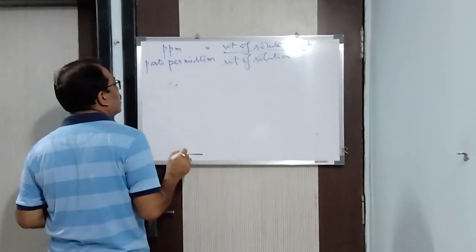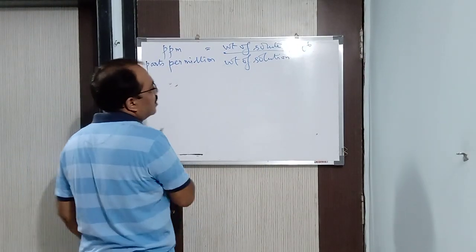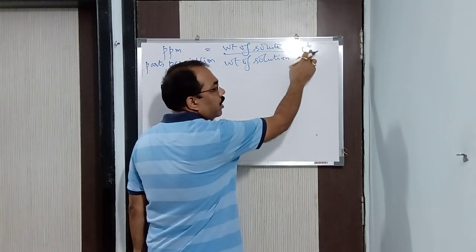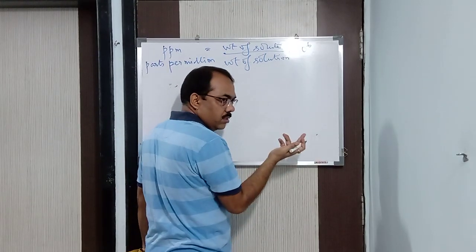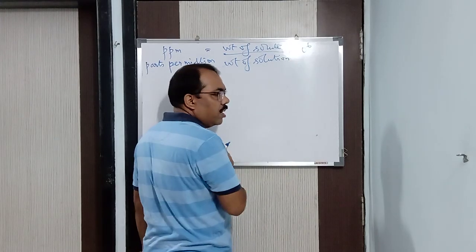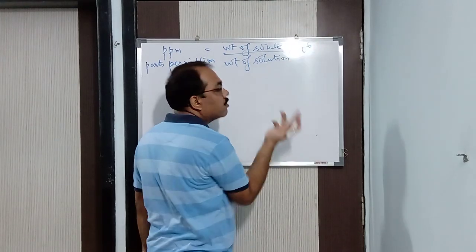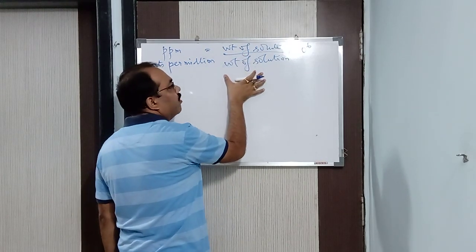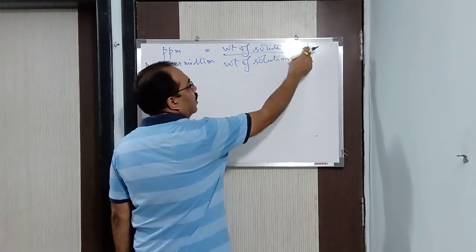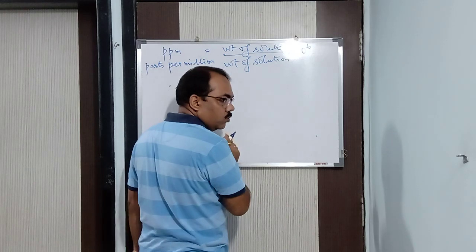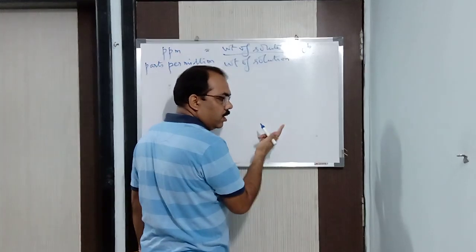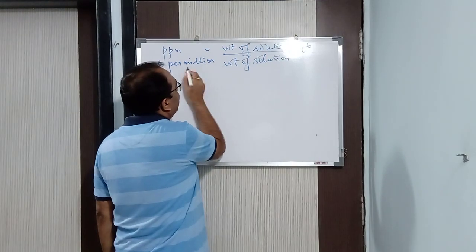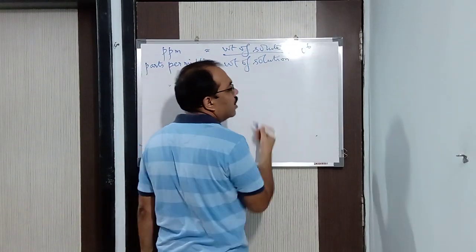Now why? Suppose instead of parts per million, if I ask you for percentage, then what do you do? Into 100, you do, no? 10 to the power 2. Isn't it? That's it. So million has how many zeros? 6 zeros, so into 10 to the power 6. Very simple. Understood my point?